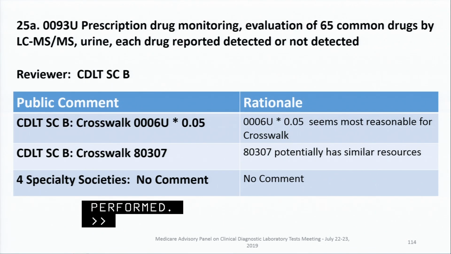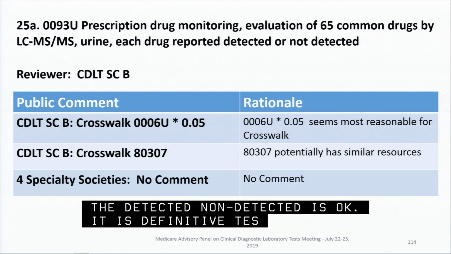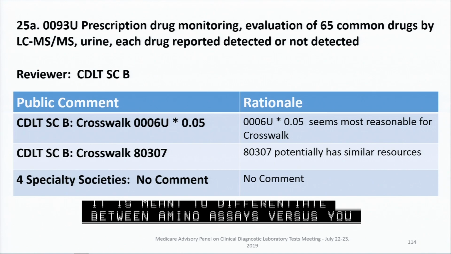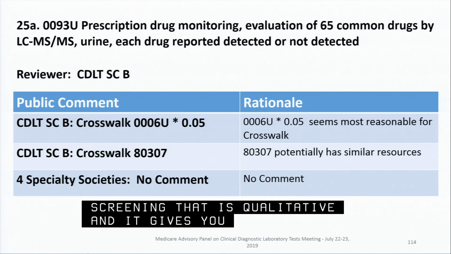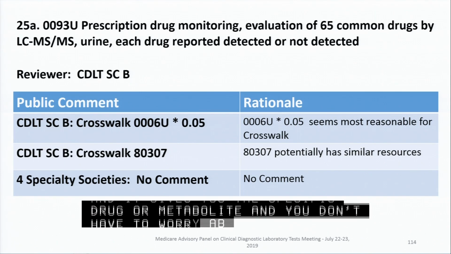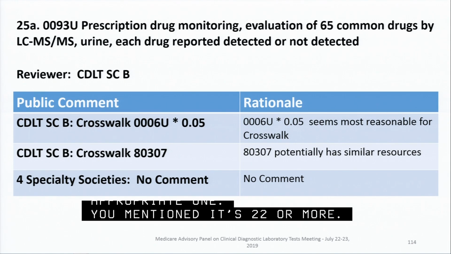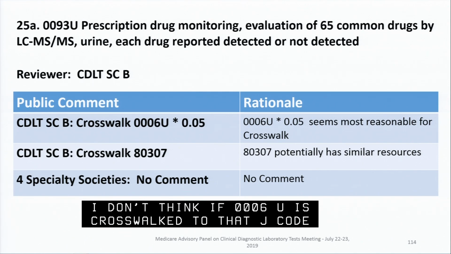And it's definitive testing. It's meant to differentiate between immunoassays, which are mostly class-based tests, like the opioids, versus a mass spec-based screening that's qualitative, and it gives you the specific drug or metabolite, and you don't have to worry about the cross-reactivity. And so that's what these large multiplexed panels typically are. And so G0483 is probably the appropriate one, but as you mentioned, it's 22 or more. So if 0006U is crosswalked to that G code, I don't think that you have this code. I think that you just do a direct crosswalk to 0006U.